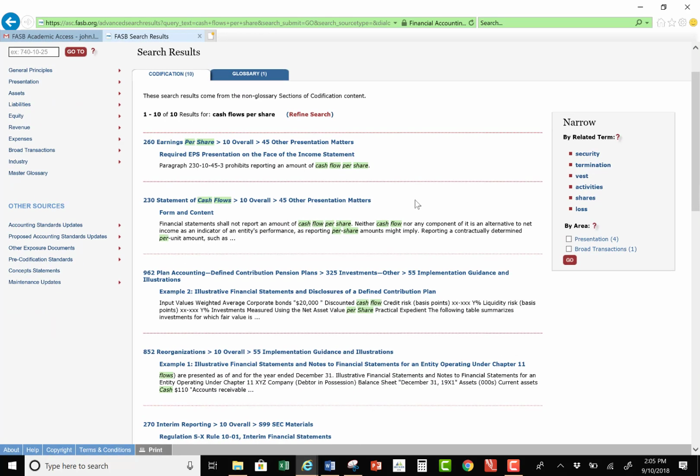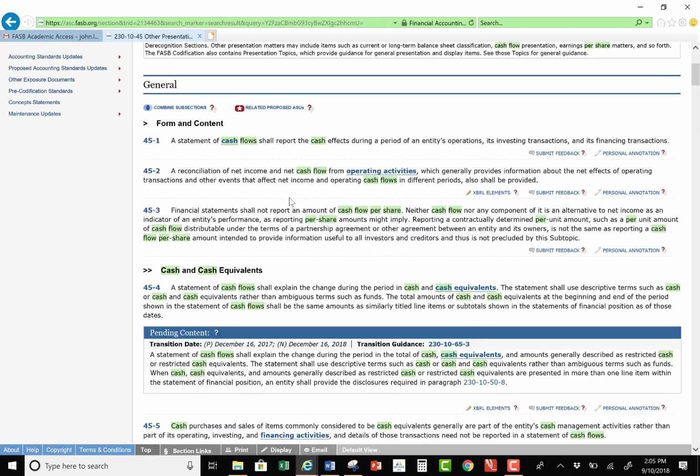Earnings per share, statement of cash flows. Okay, let's see. Overall, other presentation matters. Okay, good. Maybe I'm going to get lucky. Let me click there on that. And okay, there it is. I went too fast past paragraph 3. Okay, you see here how it lit up the words per share.